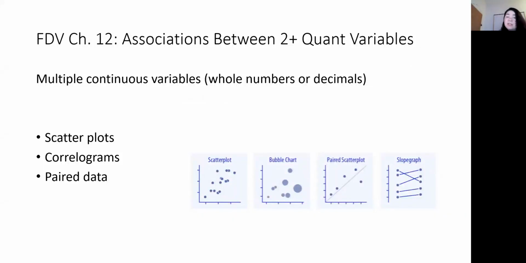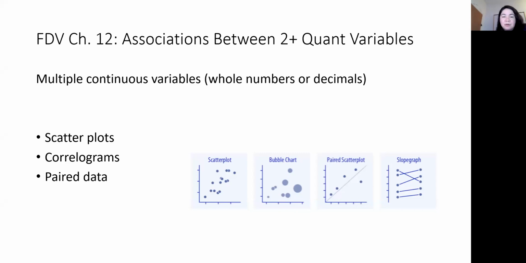Right, so the previous charts that we've been talking about have mostly dealt with categorical data. So you have some sort of measure that is grouped, such as by gender or by department or political party or whatever it is. Now we're talking about multiple continuous variables. These could be measured in whole numbers or decimals, whatever, as long as they're numbers and not categories.